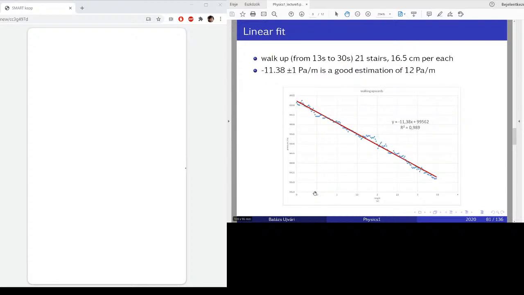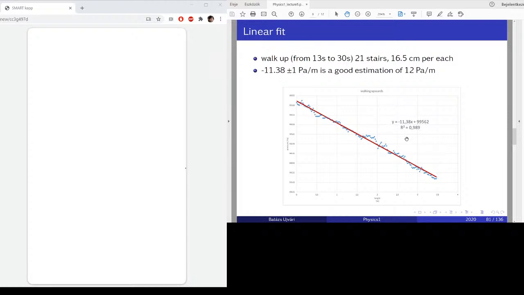But I do not show the time, but I show the height, my position on the stairs. The height can be calculated by counting the stairs and measuring the height of one stair. And you can say from 0 I went up 21 times 16.5 centimeter, which is more or less 3.5 meter. Then I fit it with a line.